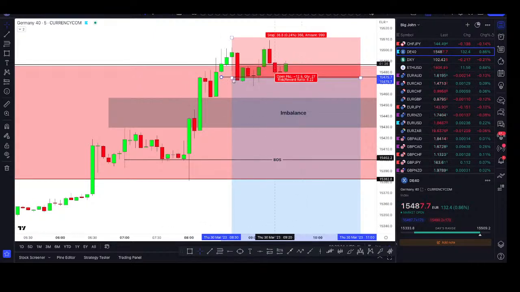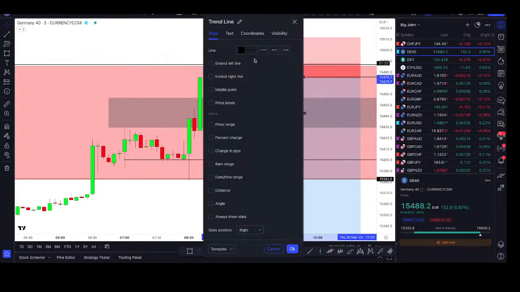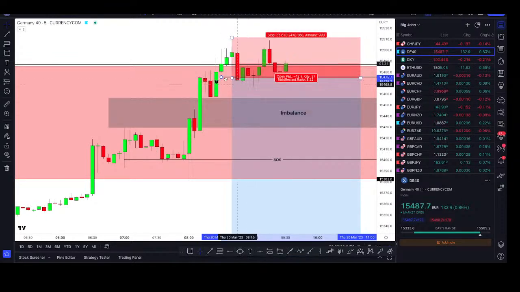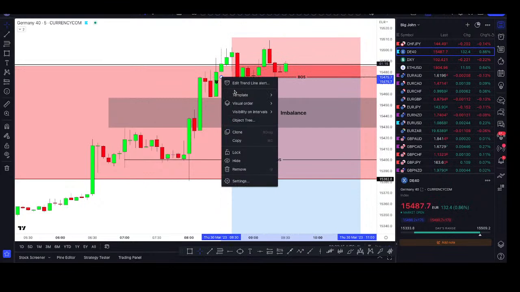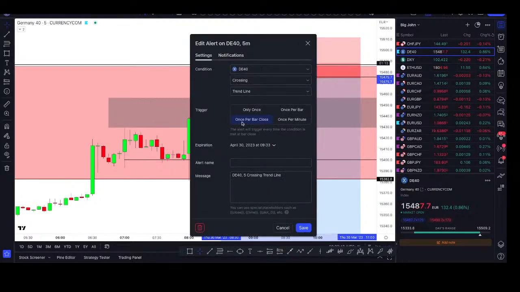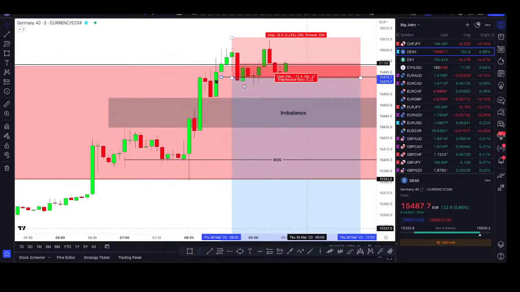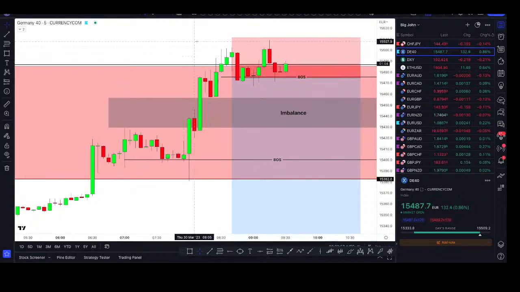There we go. Did I set that once per bar close? Let's just go check that again. Boom. So I'm just trying to check the alert on this. Edit alert. Yeah, once per bar close, 5-minute chart. So when a 5-minute candle closes below that level, it will give me an indication and pop up on the chart here.